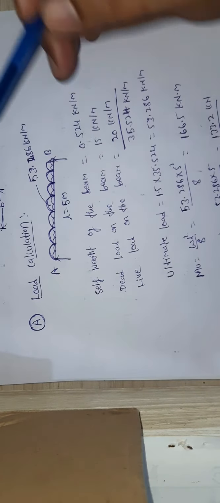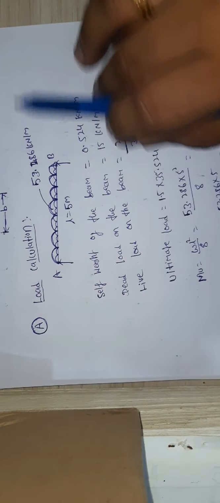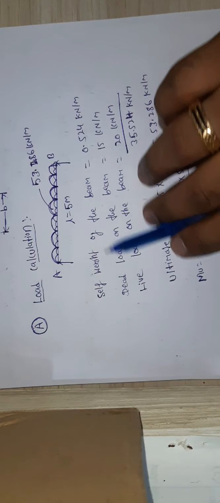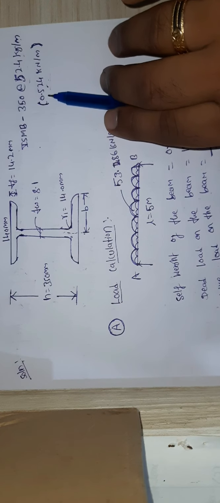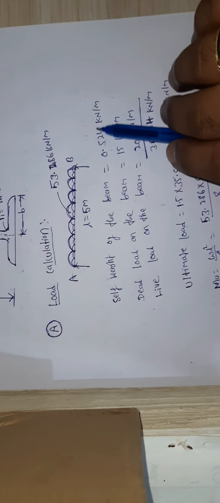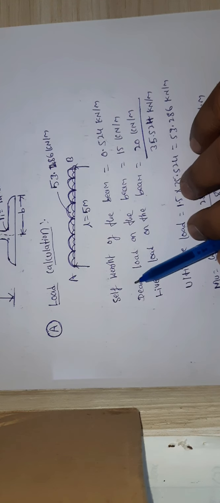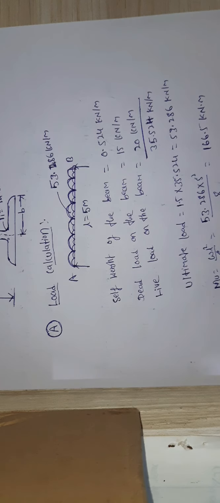As we discussed in the previous problem, your first step is you need to calculate the loads, means you need to calculate the ultimate load. Let us calculate the self weight of the beam. The self weight is already given, 52.4 kg per meter, which converts to 0.524 kN per meter. The dead load of the beam is given as 15 kN per meter. The live load of the beam is given as 20 kN per meter.